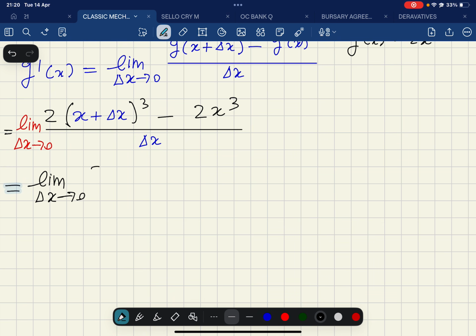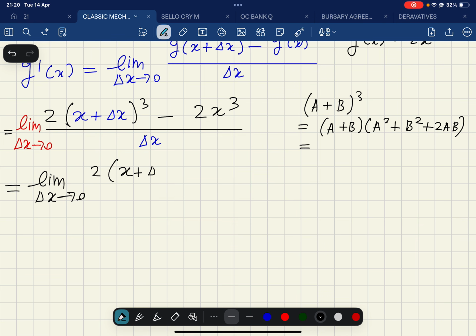So from there, I will multiply the bracket. I know I taught you that a plus b all cubed is equal to a plus b into a squared plus b squared plus 2ab. Understand? Then from there, you can multiply the brackets.